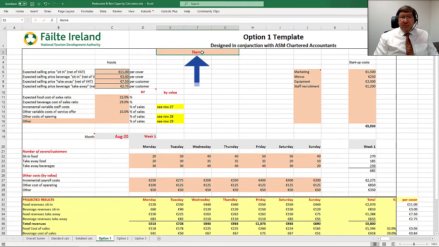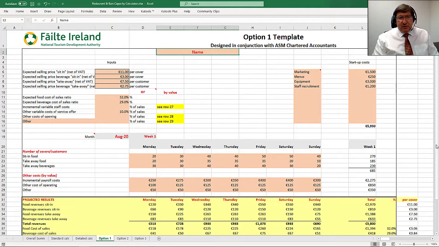Now, think about one-off startup costs you are likely to incur, such as pre-opening marketing, the production of menus, items of equipment, and perhaps even training and so on, and enter the description and expected costs here. Next, enter your expected sales prices here and your expected cost of sales ratios and other operating costs here. In some cases, you have the option of entering the cost in value terms rather than as a percentage of turnover. You decide which way works best for you.